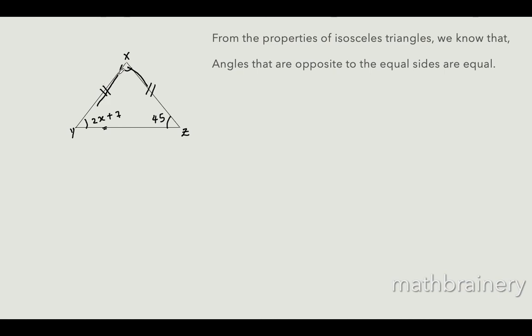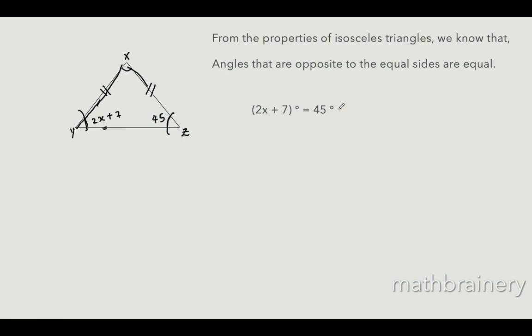What is the angle which is opposite to this side XY? It is angle Z, and the angle opposite to the side XZ is angle Y. So according to this property, these two angles must be equal. Alright, that means your 2x plus 7 must be equal to 45 degrees.